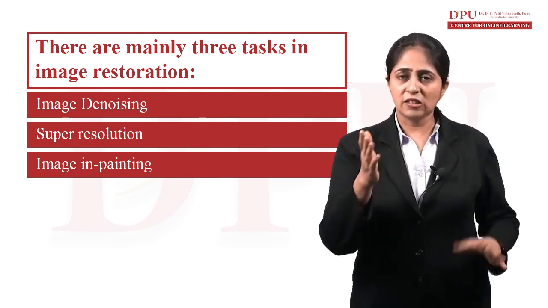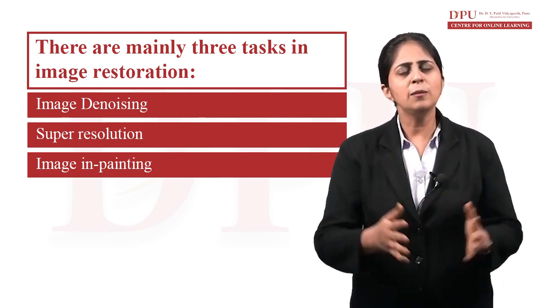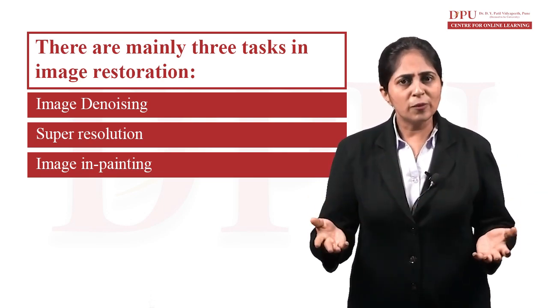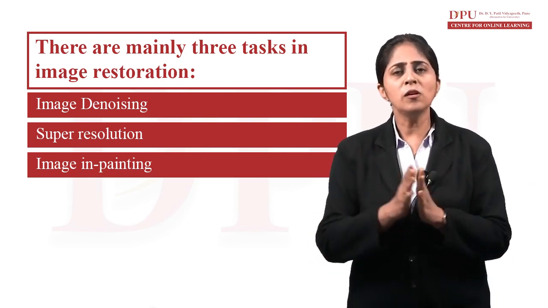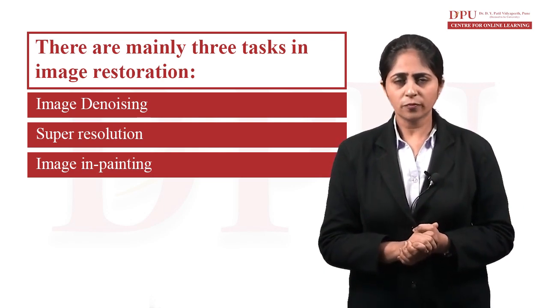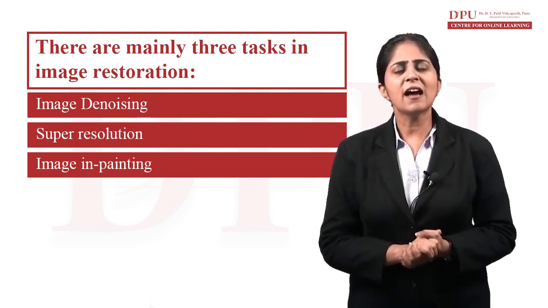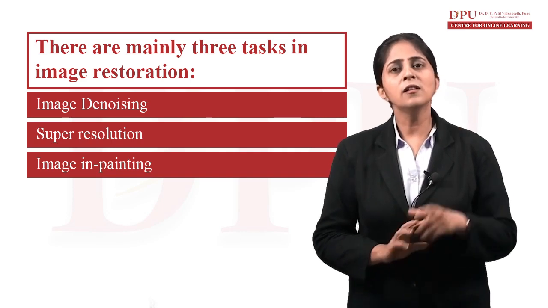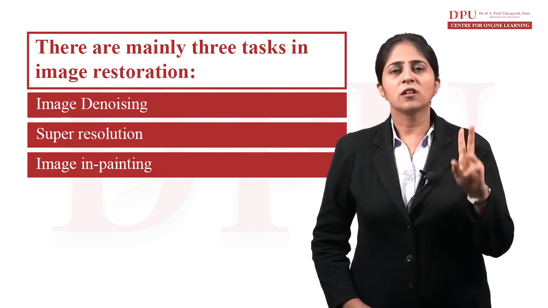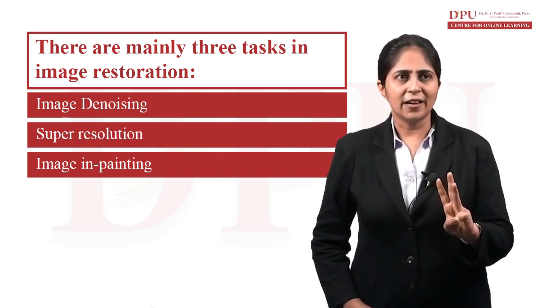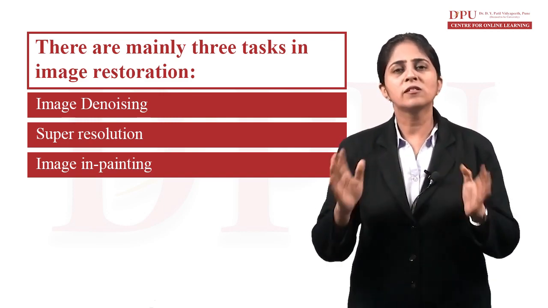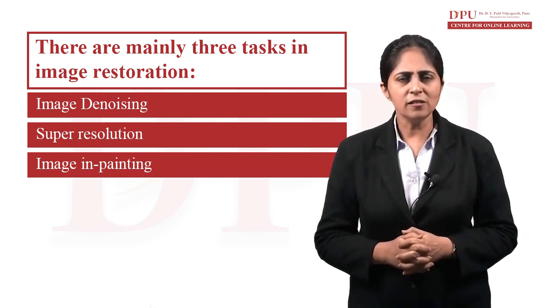Nowadays, if there is a deteriorated image, it can be so easily provided to the convolutional neural network, and by automation, it will complete the task of recovering this deteriorated image as the original image. So what are the three basic tasks that we perform during image restoration? First, image denoising. Second, super resolution. Third, image inpainting. Image denoising refers to the restoration of an image which is contaminated by some additive noises.